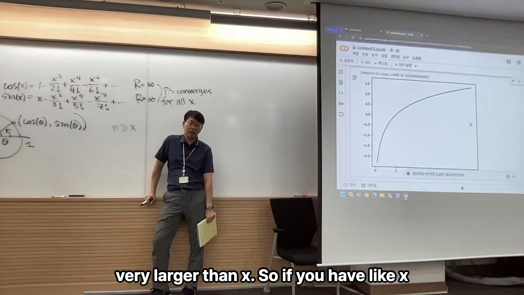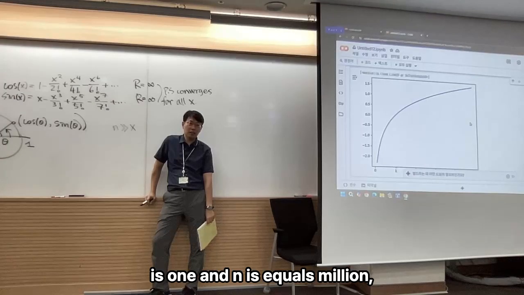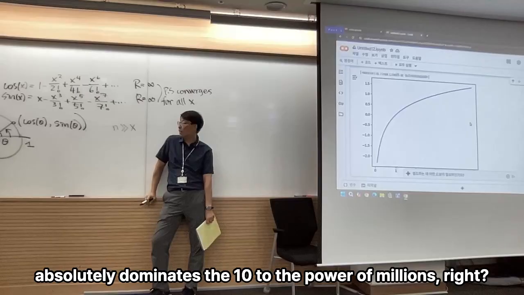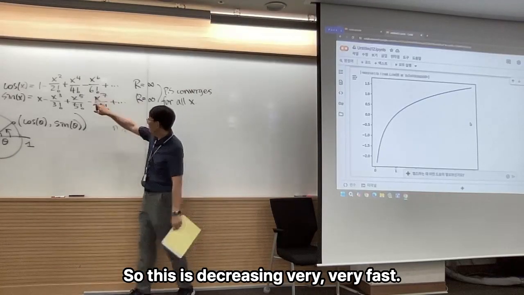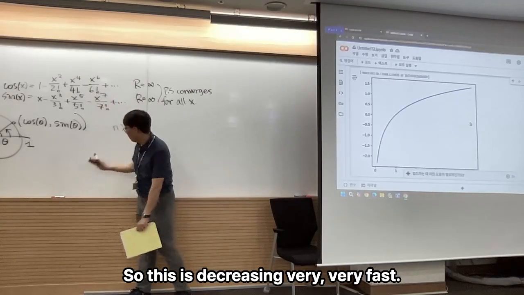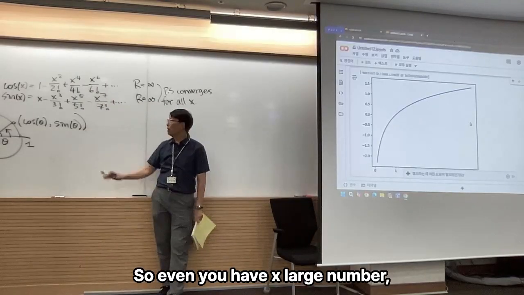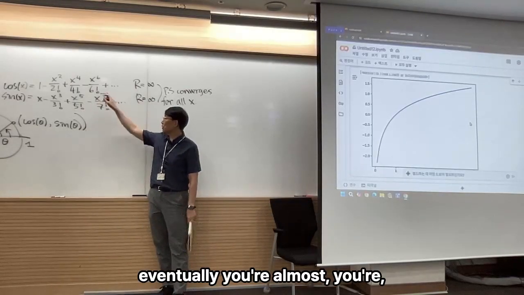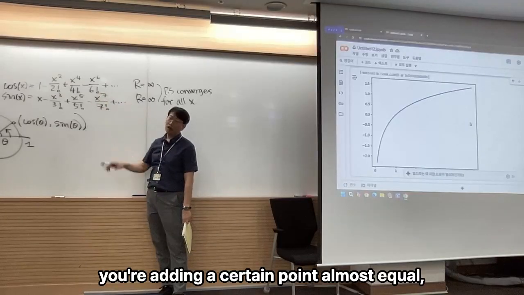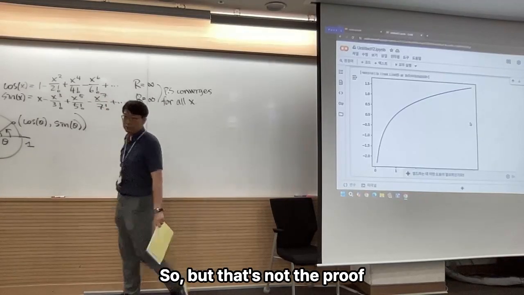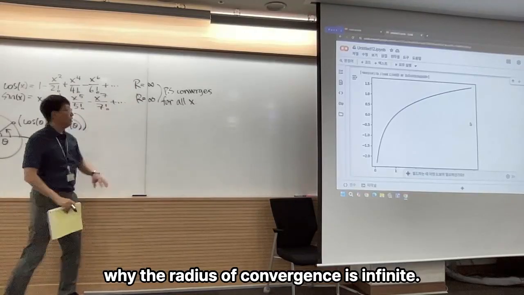So if you have, like, x is 10 and n is equal to a million, then a million factorial absolutely dominates 10 to the power of a million, right? So this is decreasing very, very fast. So even if you have x as a large number, eventually the term added at a certain point is almost equal to 0. But that's not the proof of why the radius of convergence is infinite.